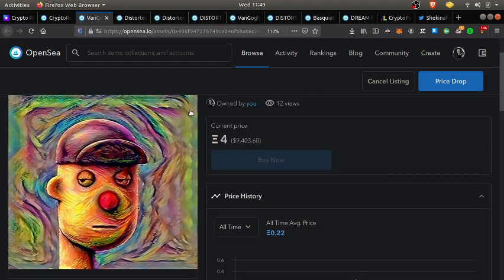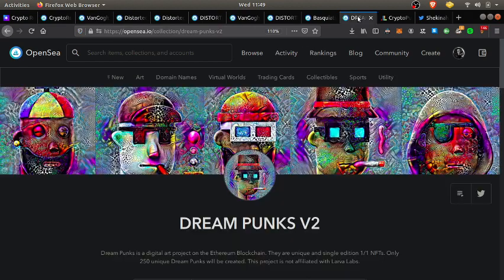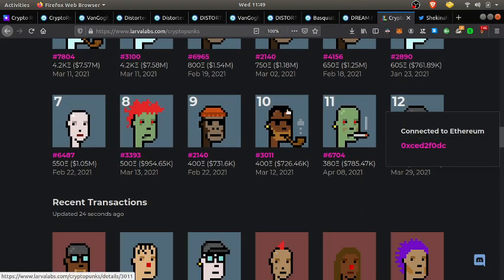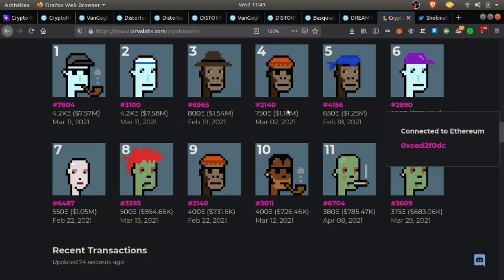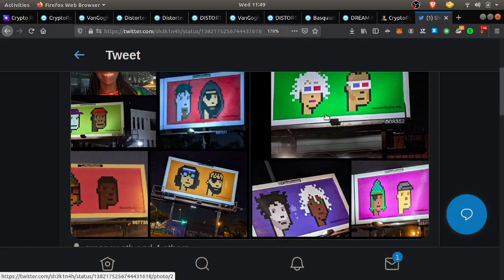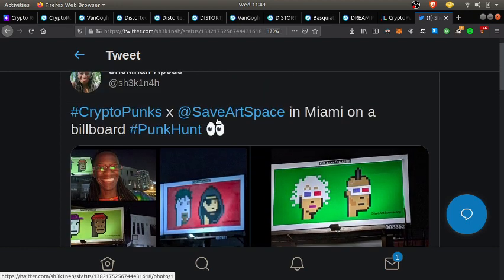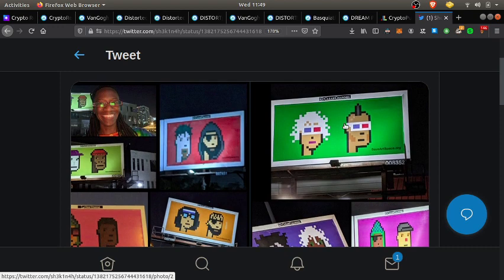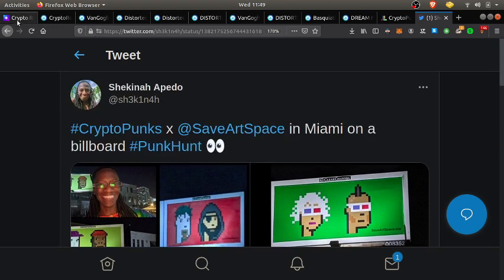But I find so much value, and I know other people will as well once they see the artwork and compare it to this type of artwork. But this is the game. Especially since CryptoPunks are going mainstream, they hit the billboards. They hit the billboards of Miami, right? It's a punk hunt, right? So it's for real. It's for real, for real.